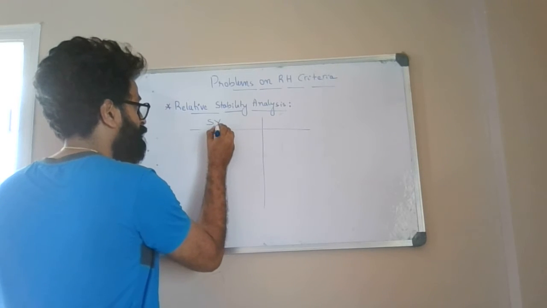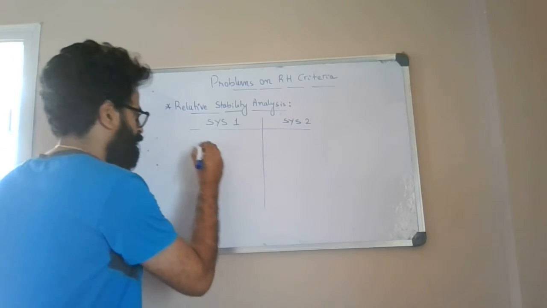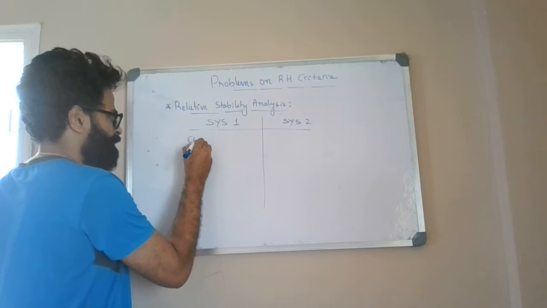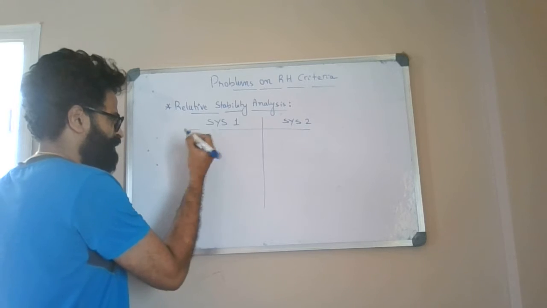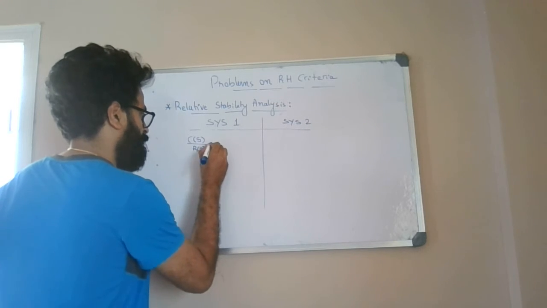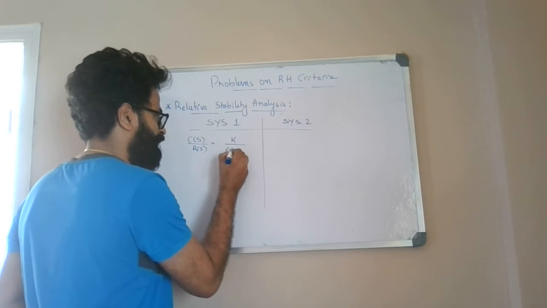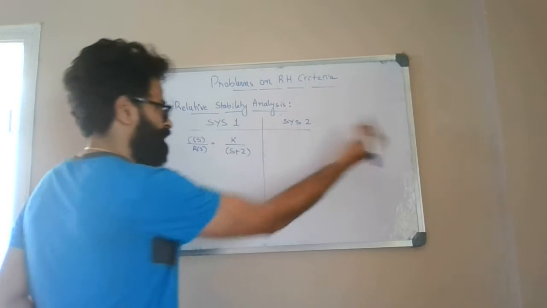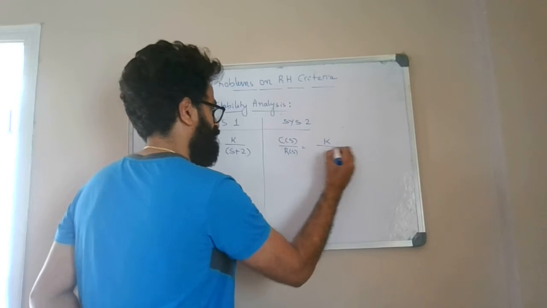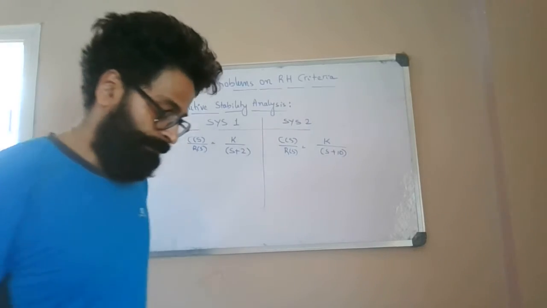Let's say system 1 and system 2. Okay. And let us say that C of S by R of S is something like, let's say for example, some k divided by S plus 2. And in system 2 you have C of S by R of S is equal to k divided by S plus 10. Okay, S plus 10.